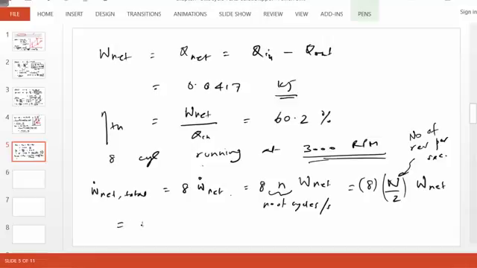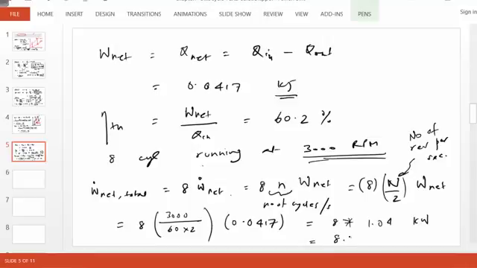So now the answer becomes 8. N is the number of revolutions per second, so there will be 3000 by 60, and this 2 is carried over, and W net is 0.0417, and so we get something like 8 times about 1.04 kilowatt, or it's something like 8.3 kilowatt. So it's a very small, very low power typically. So this is the academic problem, and normally this power should be about 10 times that.